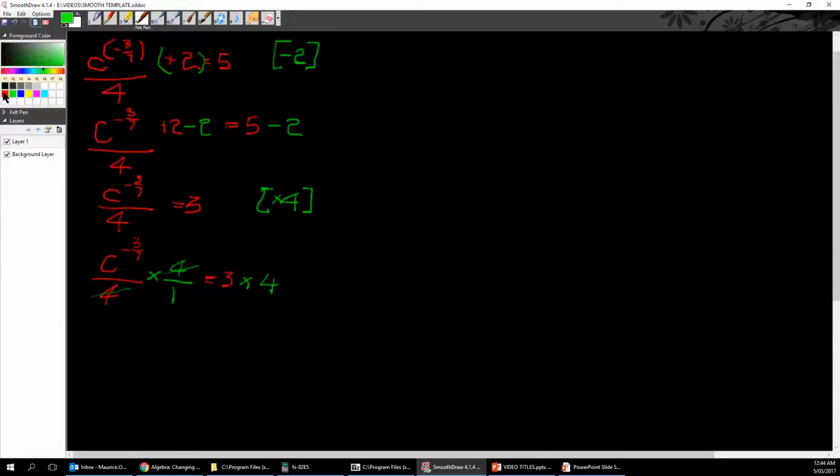So now the equation, or the truth, becomes c to the negative 3 over 7 equals 12. Okay, c to the negative 3 over 7 equals 12. Now, this negative here seems a bit of a problem, but that's easily solved because we can use our powers of indices.